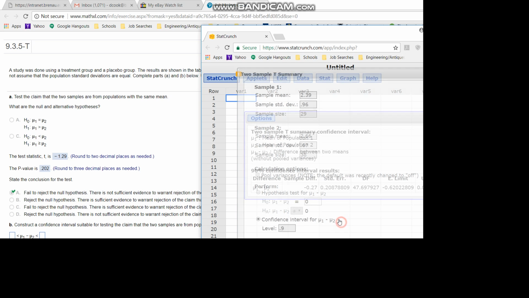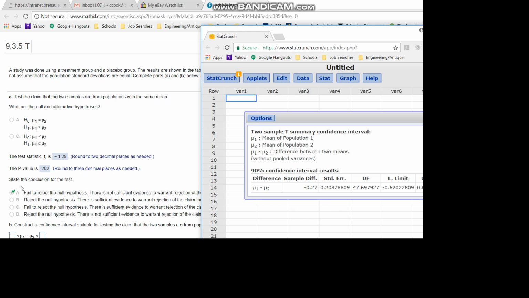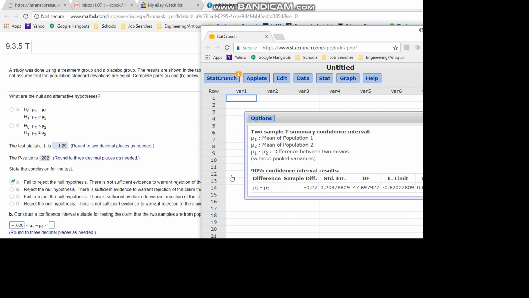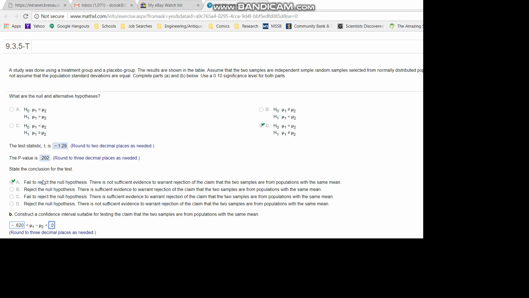Hit compute, and here's my result: negative 0.620, and then the upper limit is 0.080.